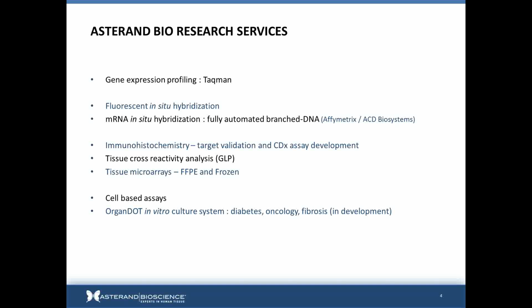Some of you may have heard about our evaluation of these competing technologies in a webinar developed by my colleague Paul Murdoch. Immunohistochemistry for target validation, single and multiplex localization, development of assays for use as companion diagnostics, which you'll be hearing about today, and tissue cross-reactivity, including the evaluation of a wide range of antibody-like molecules. Lead optimization work based on use of cell-based assays, including our proprietary culture system OrganDot, where we use human islets and cancer cells to more closely replicate elements of diabetes and cancer for compound evaluation.